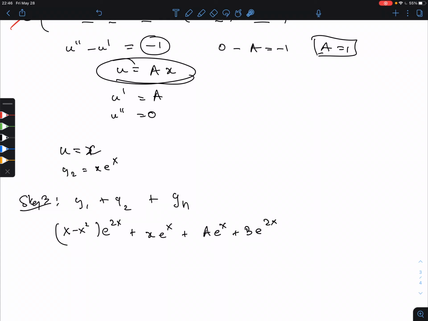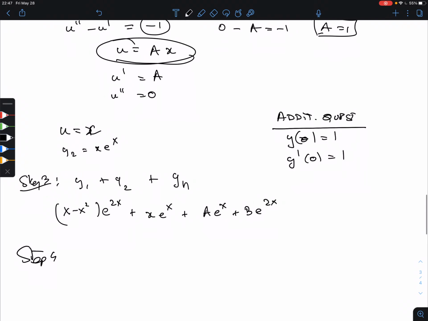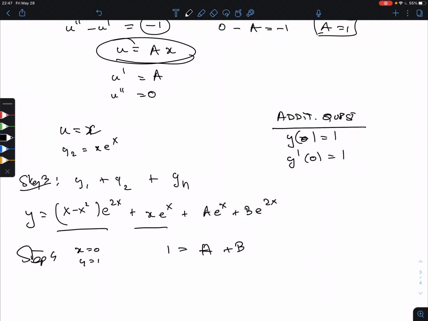And if you now had initial conditions, let's say, just for the fun of it, y(0) is 1 and y'(0) is also 1. I'm just going to choose something. So, an additional question. Suppose we have this, then we have a step 4. What we have to do is plug in x is 0 and y is 1. Then 1 is equal to, all this stuff is gone, so we have only a plus b. It's not that bad.